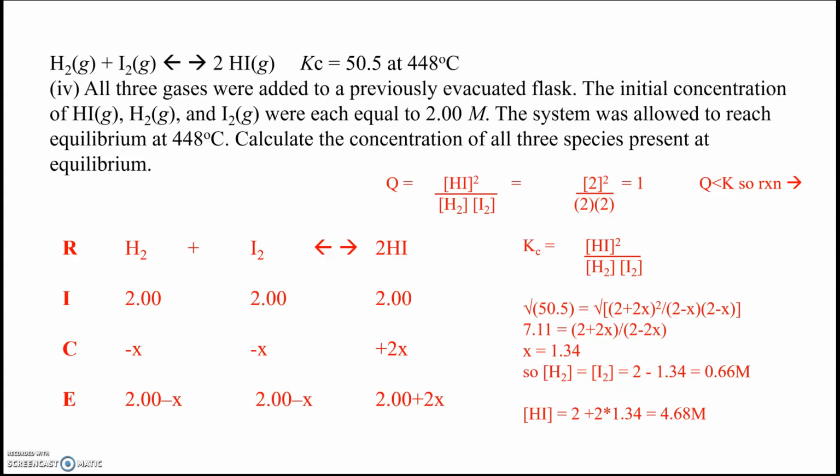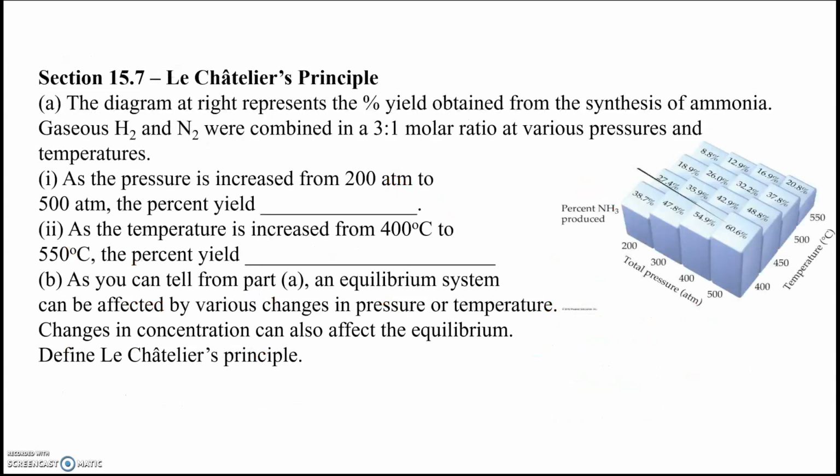So that must mean that hydrogen and iodine would be 2 minus 1.34, or 0.66, and hydrogen iodide will be 2 plus 2 times 1.34, or 4.68. You should be confirming my math in all of these because we'll be doing a number of these problems as we go through the unit.